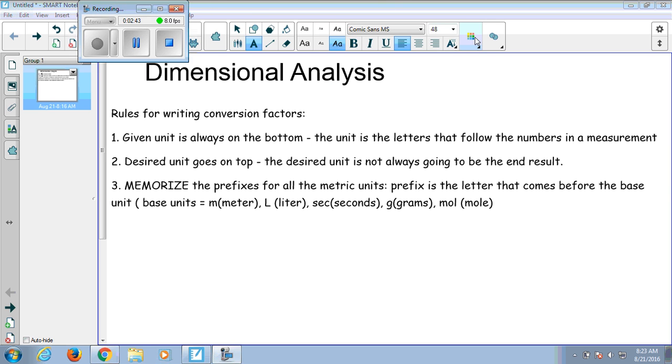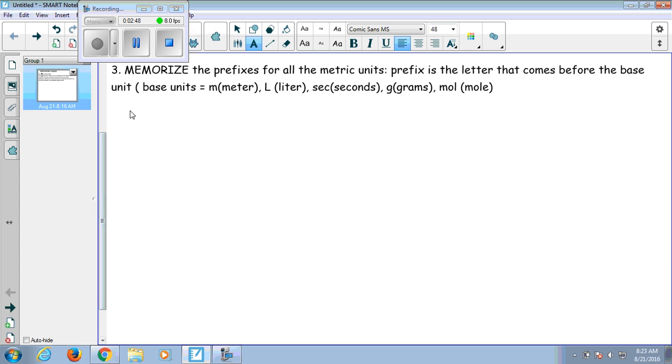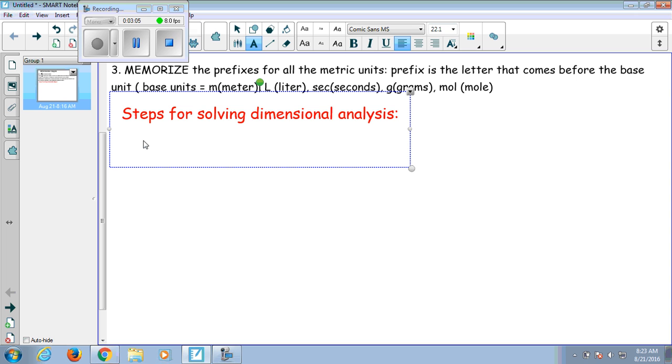I'm going to change the color of the ink for the problem so that there's a noticeable difference. I also gave you some steps for solving dimensional analysis problems. And that's what I'm going to use here. So take out your notes for the steps and follow along. So the first problem I'm going to use is number 1. And it says 35 milliliters equals how many deciliters?